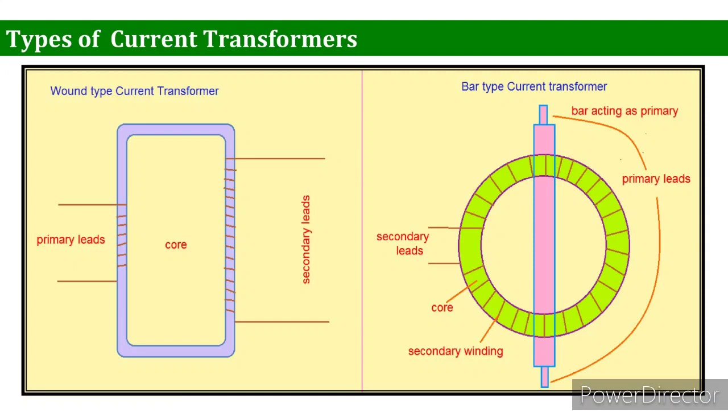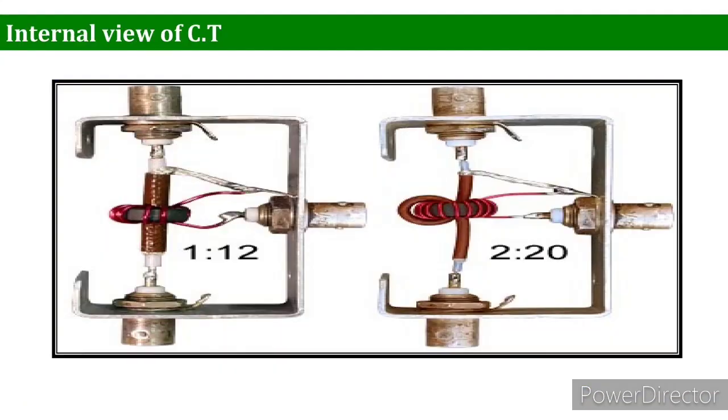As far as the bar type current transformer is concerned, this type of current transformer uses the actual cable or bus bar of the main circuit as the primary winding, which is equivalent to a single turn. They are fully insulated from the high operating voltages of the systems and are usually bolted to the current carrying devices. In this slide, you can see the internal view of a CT. This CT is basically a bar type current transformer.